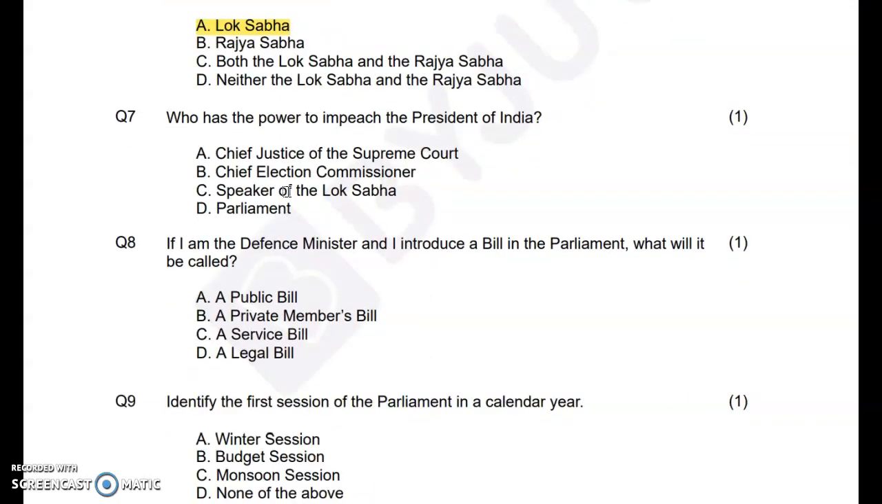Who has the power to impeach the President of India? Options are Chief Justice of the Supreme Court, Chief Election Commissioner, Speaker of the Lok Sabha, or the Parliament. Answer is B. Parliament.